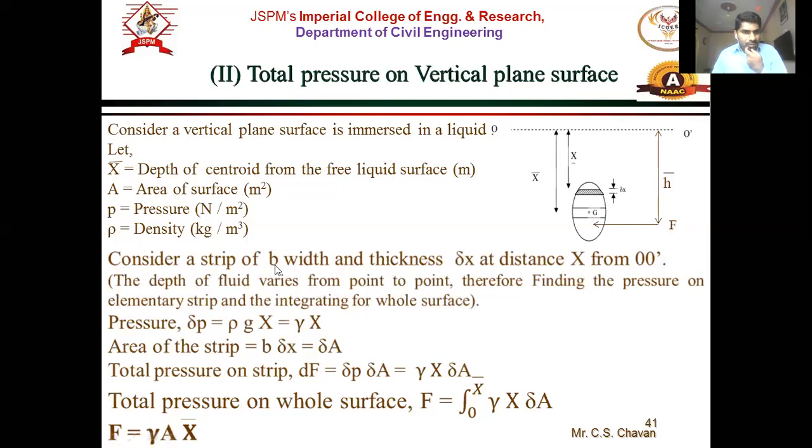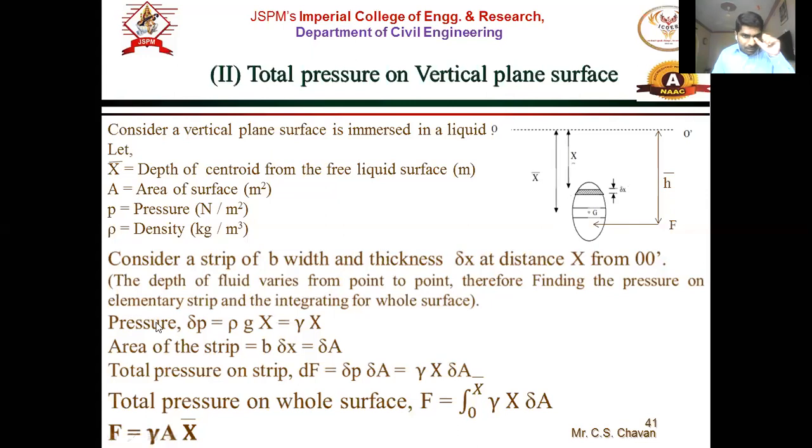Now consider a strip of width B. The hatched portion is a strip of width B and thickness delta x at distance x from this O dash axis, that is the free liquid surface. Now the depth of fluid varies from point to point. Therefore we have to find the pressure on the elementary strip and integrate over the whole surface. As the pressure intensity is not constant over the entire surface, we first derive the basic equation for this strip, and then we integrate for the whole surface.